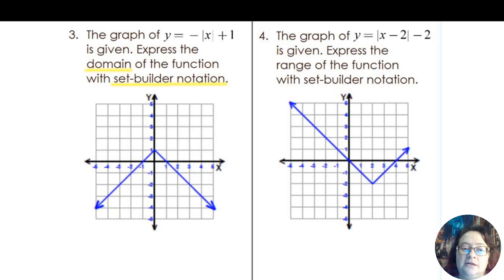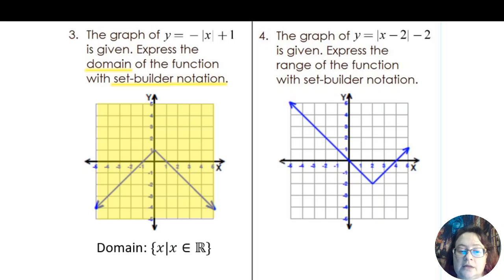So domain, again, even if I forget, it is left to right. And in both directions, it keeps on going, which means x can be any number in the real number system. So I would write it just like this in our squiggly brackets, x, and then I do my bar, x, and it looks like kind of a funky looking e, but it means it's included in the set of, and then we have R for all real numbers.